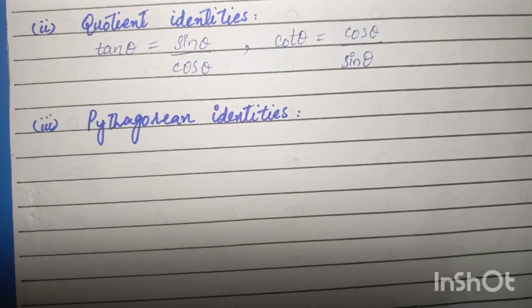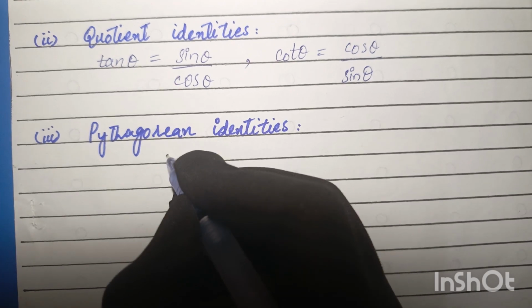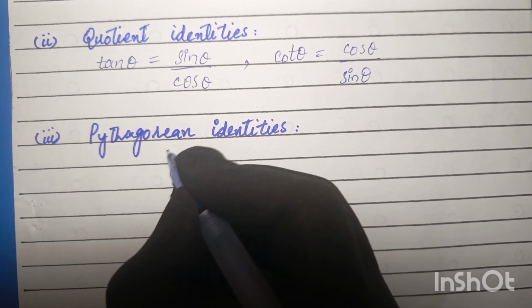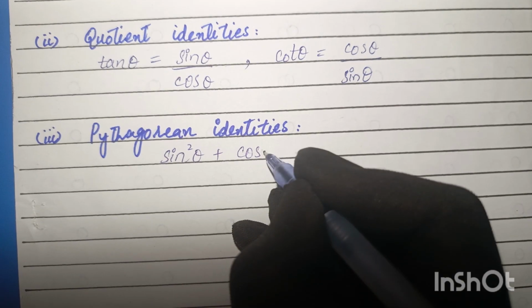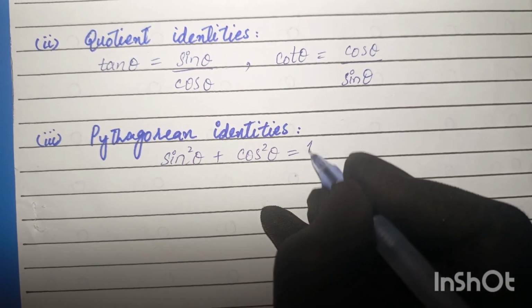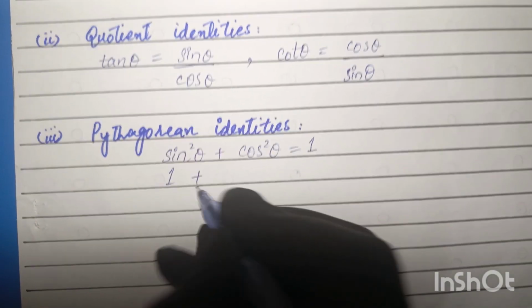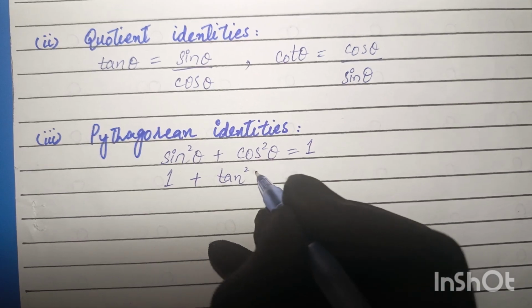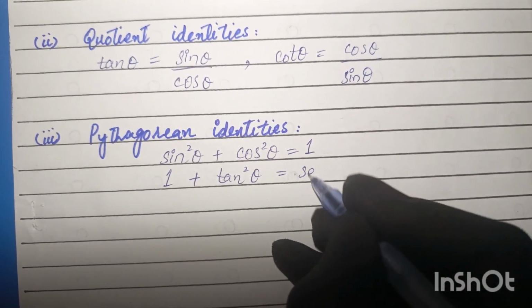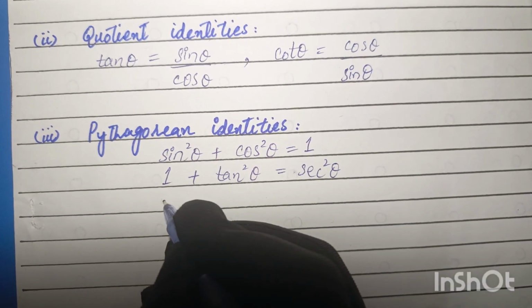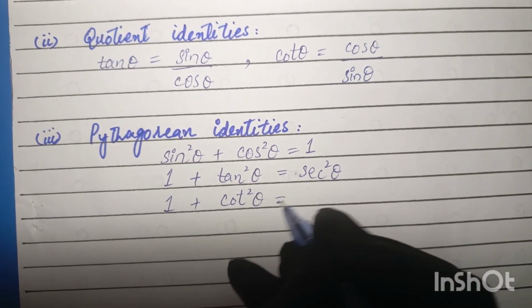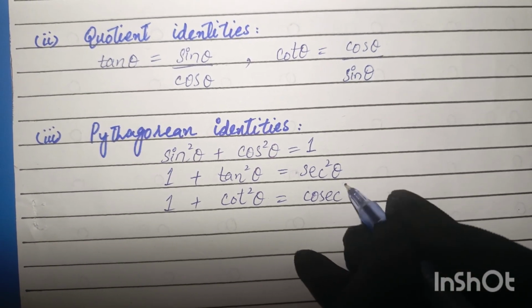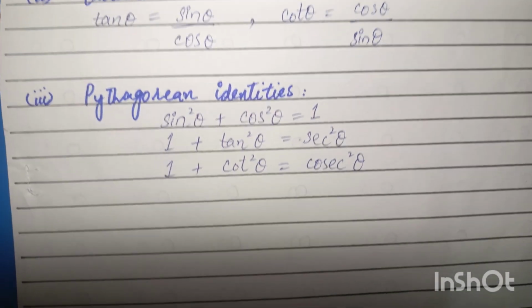And the third one is Pythagorean identities. Here are three Pythagorean identities. Number one is sine square theta plus cos square theta is equal to 1. Number two is 1 plus tan square theta is equal to secant square theta. And the third one is 1 plus cot square theta is equal to cosecant square theta.